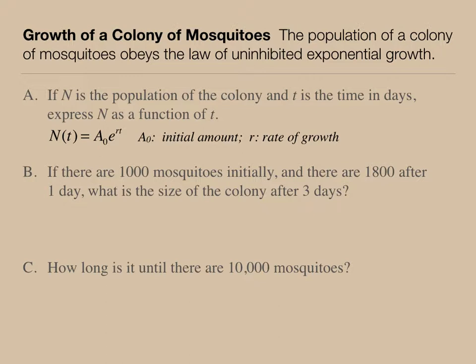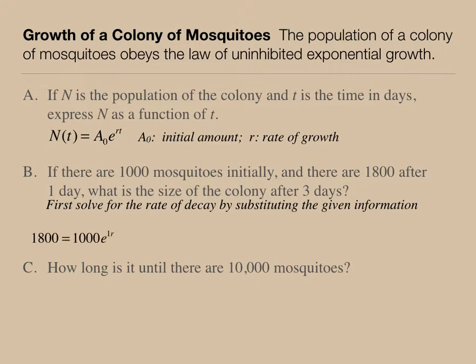Part B: if there are 1,000 mosquitoes initially, and there are 1,800 after 1 day, what is the size of the colony after 3 days? The first thing we need to do is solve for the rate of growth by substituting the given information into our general form of our equation from part A. So we'll have 1,800 is equal to 1,000 times e raised to the power of 1r. Make sure you see where those numbers came from.